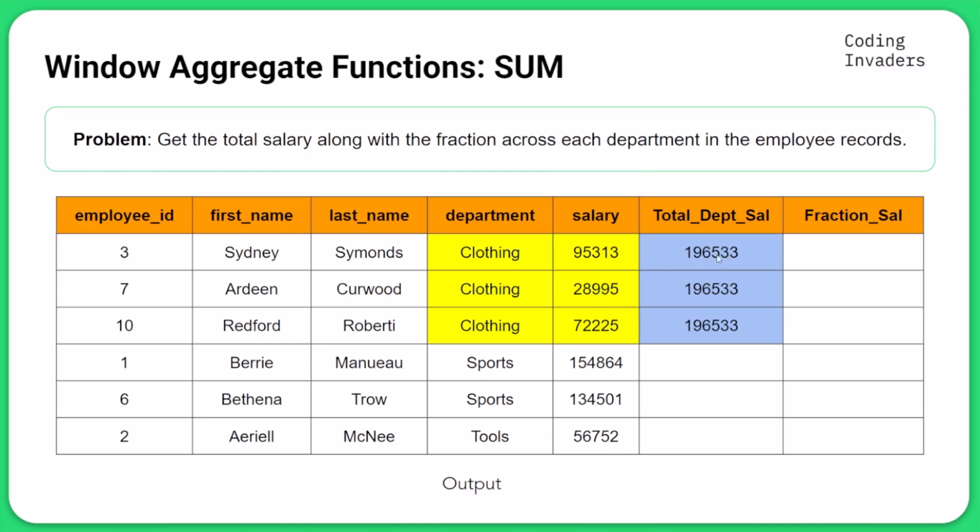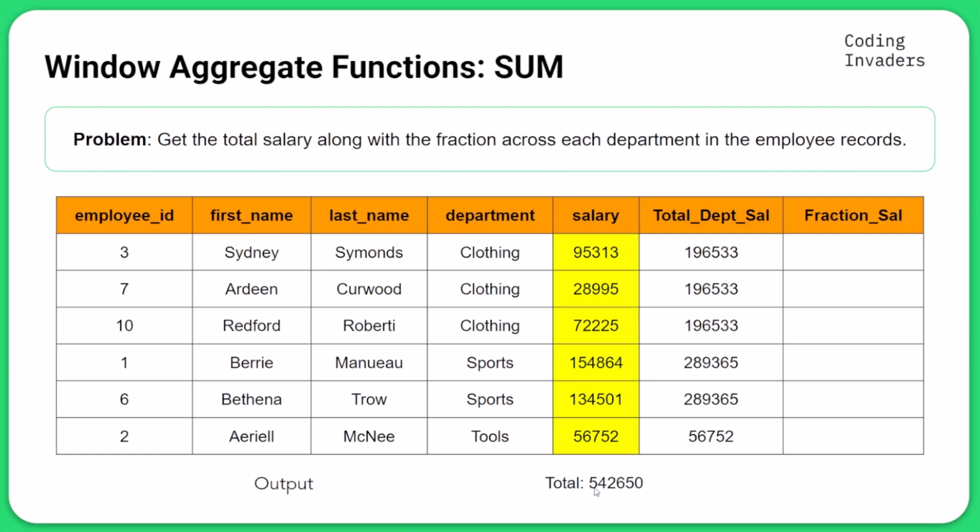So for each of the rows, we will have the same total department salary. Similarly, we can find it for sports and for tools also. Right, now we need to calculate the fraction across each department out of the total salary of all the employees. So let's say we found the total employee salary, which is around 542k, right?